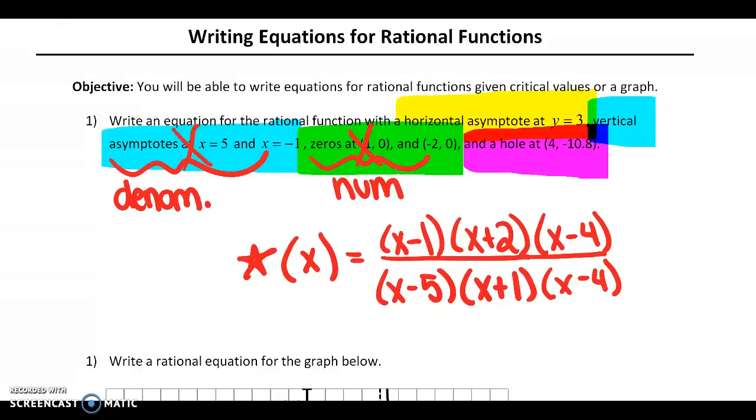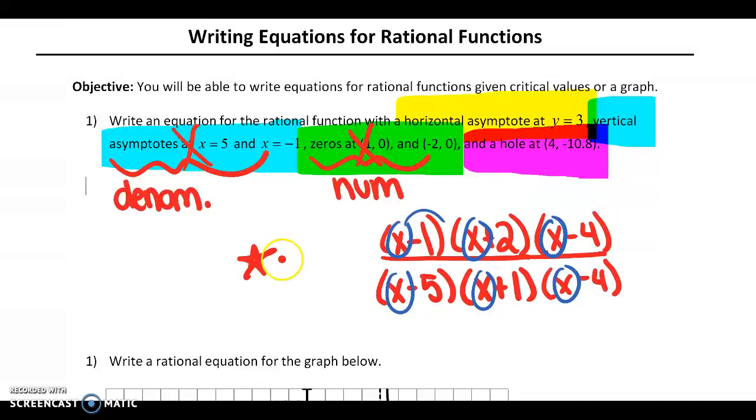Now I'm going to look at the horizontal asymptote. So notice that there are 3 x's here and 3 x's here. So if you distributed this all out, which I'm not going to do, you would have an x cubed in the numerator. If you distribute this all out, you would have x cubed in the denominator. So since the degree in the numerator is the same as the degree in the denominator, the horizontal asymptote comes from the ratio of the lead coefficients.